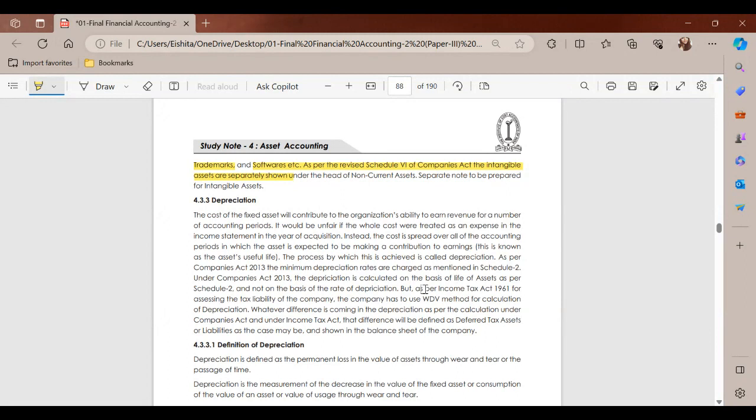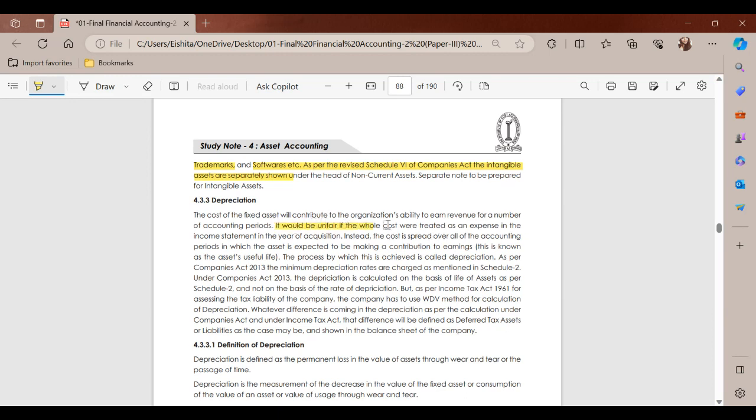Okay, then what is depreciation? Depreciation is the allocation of the cost of a fixed asset over its useful life. That means the cost of the fixed asset you purchase, you spread as depreciation over its useful life. The cost of a fixed asset will contribute to the organization's ability to earn revenue for a number of accounting periods.